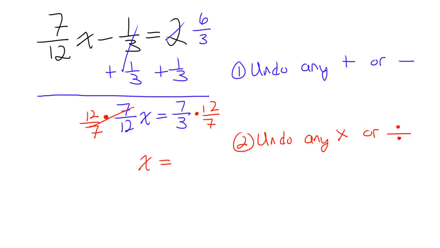And on the right, I could do some cross simplifying. 7 and 7 can be divided by themselves, leaving me with a 1 and a 1 here. And 12 and 3 can both be divided by 3. So 3 divided by 3 is 1, and 12 divided by 3 is 4. So 1 times 4 is 4, and 1 times 1 is 1, and 4/1 equals 4.